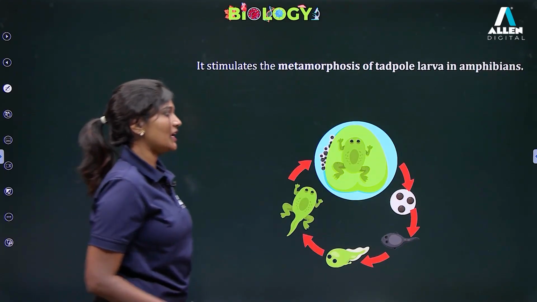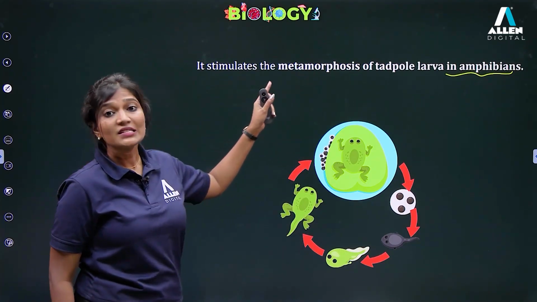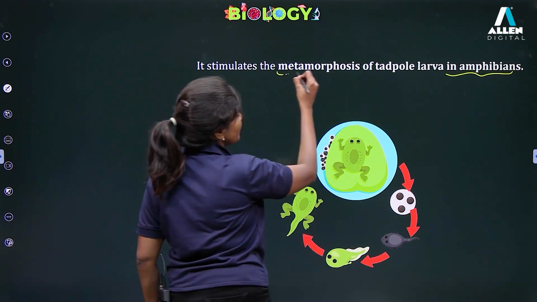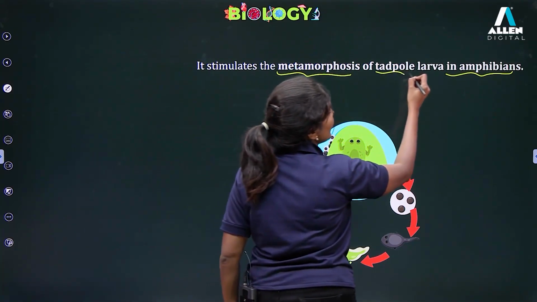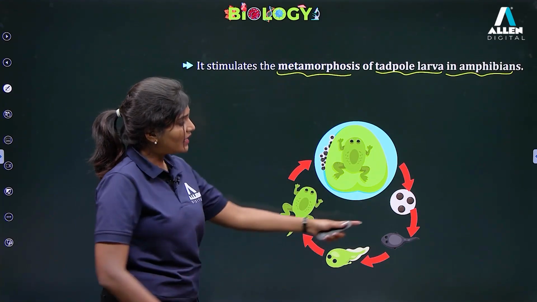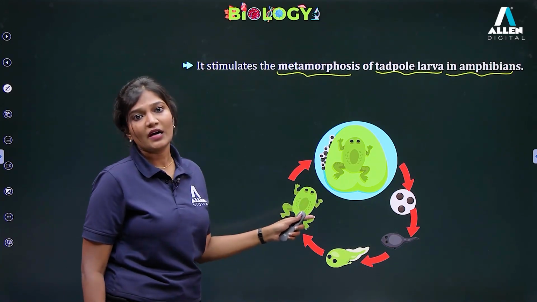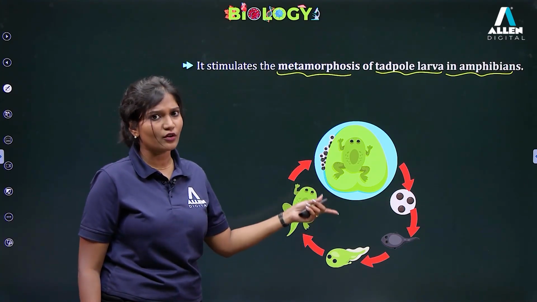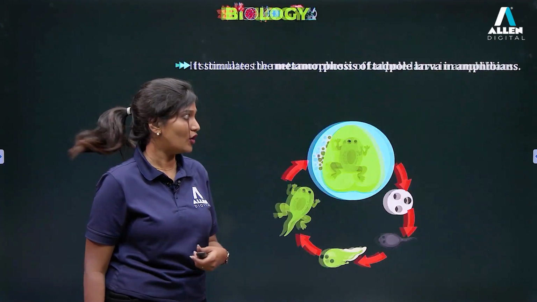If I talk about amphibians, you can see here, it stimulates metamorphosis. Metamorphosis is the conversion of a tadpole larva into a complete frog. If you see this image, the larval stage turning into a frog is actually regulated by the presence of the thyroid gland. If the thyroid gland is not there, then metamorphosis in amphibians like frogs will not take place.